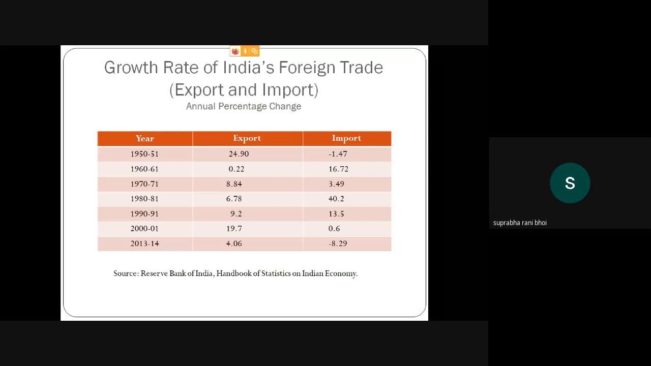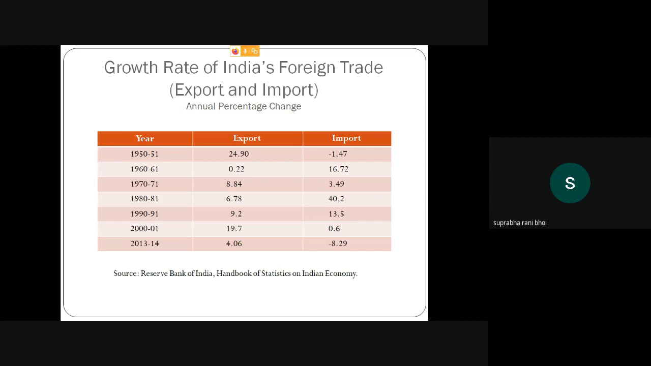With the process of planning, our import growth rate increased up to 1980-81, when it became 40.2%, because at that time our import intensity was huge due to rise in population, low level of agricultural activities and low level of industrial activities. At that time India was insufficient or unable to produce huge amounts of goods and services to meet the growing demands of its customers.